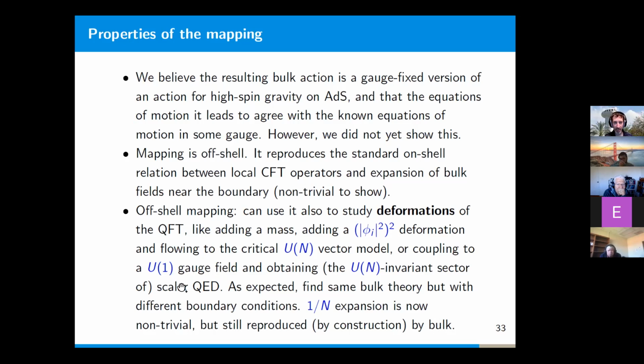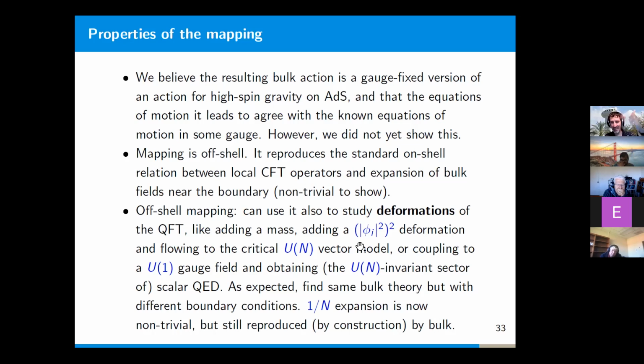Similarly, we can describe a version of scalar QED by just coupling a U(1) gauge field to the spin 1 current that we have in our theory, and that gives us the U(N) invariant sector of scalar QED, so QED coupled to N scalar fields. Now, in both cases, you can view the deformation as being the analog of a double trace deformation. So as expected in general in AdS/CFT, whenever we have a double trace deformation, we find exactly the same bulk theory in these cases, but just with different boundary conditions. But here, again, we don't need to assume that. That's just what we explicitly get.